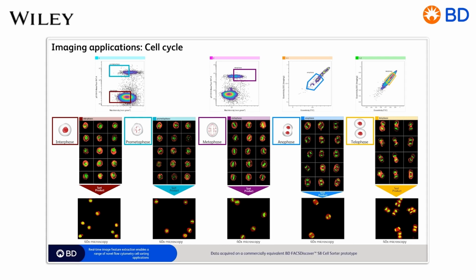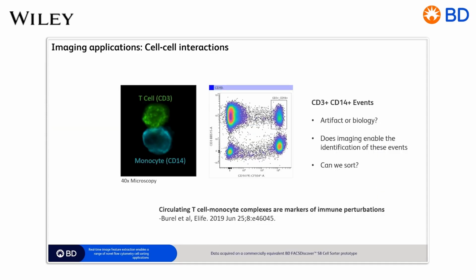The last one I want to talk about is this cell-to-cell interaction. This has become, I wouldn't say popular, but an emerging area of research. A recent paper by Julie Burrell outlined these T-cell monocyte complexes and how they're markers of immune perturbations. And so we decided to try and take a look at this using the imaging features and how they help us identify these cell populations.